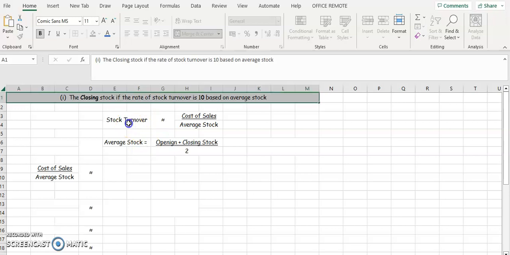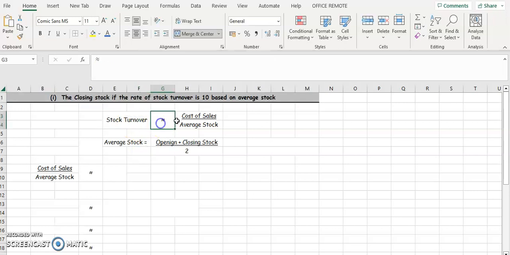So your first formula is going to be your stock turnover, which is your cost of sales divided by average stock. We're going to use that formula to get average stock on its own. And then we're going to substitute this formula, opening plus closing stock divided by 2, in for your average stock to help us calculate what is our closing stock. So to start that off, we're going to use the first formula for the first part.